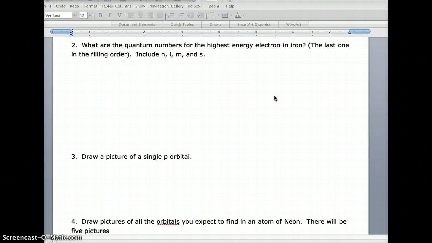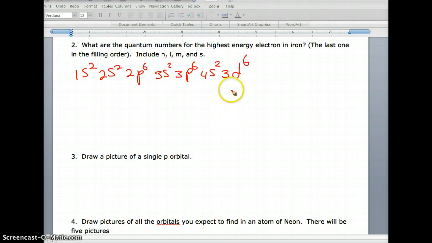Now question 2, the highest level quantum numbers in iron. Okay, iron is a 1s2, 2s2, 2p6, 3s2, 3p6, 4s2, 3d6. So I'm going to focus on the highest energy electrons.